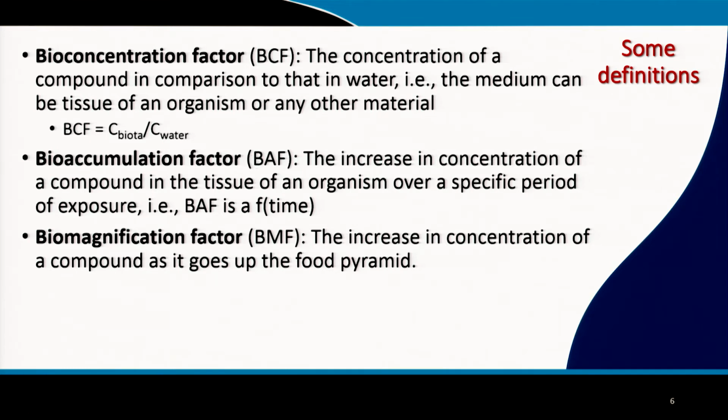And the last one is biomagnification factor. Biomagnification factor tells us about the increase in concentration of any compound as it goes up the food pyramid. So assuming that water is below the lowest trophic level, whatever concentration there is in the water will increase in the tissue of the phytoplankton, which are at the bottom of the pyramid, and from the phytoplankton right up to the top of the pyramid, you will get increased concentration of the compound in the tissue of the organisms.